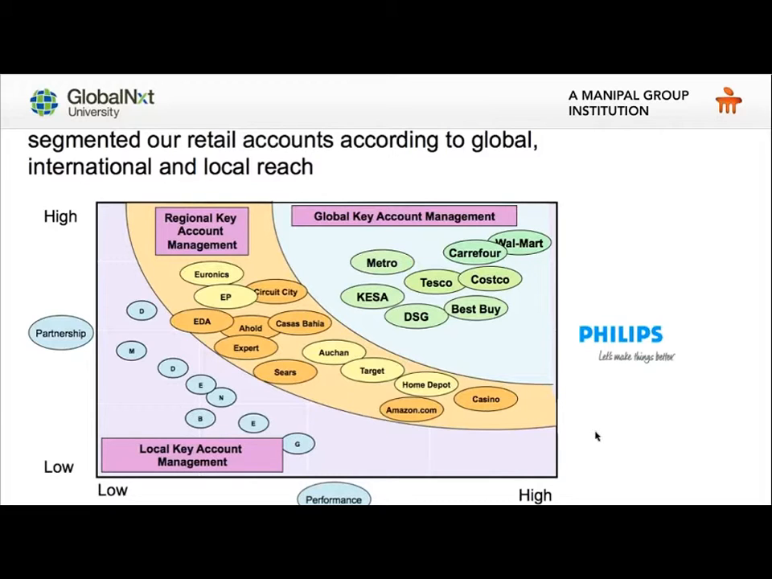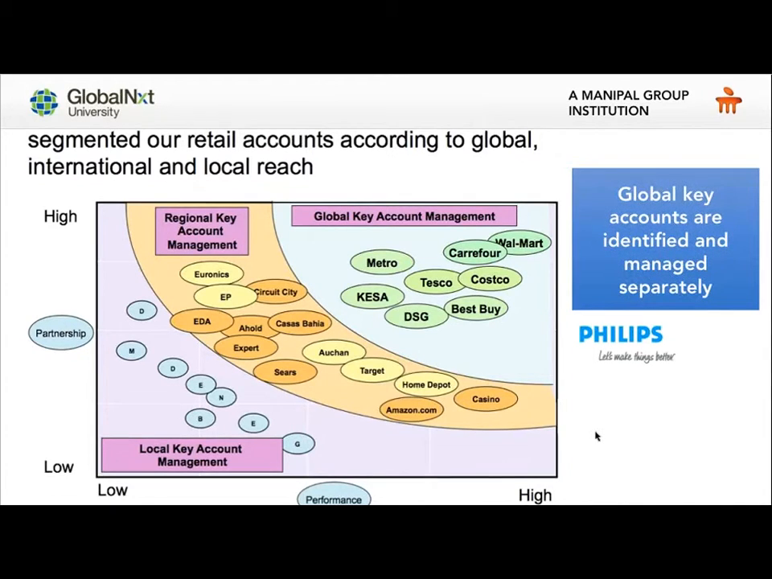Yeah, a slight variation from the matrix that I showed earlier, but essentially the same philosophy here, focusing on the level of partnership and the level of performance there. Okay, actually, I'm towards the end of my session, and just to summarize some of the concepts that I've covered.